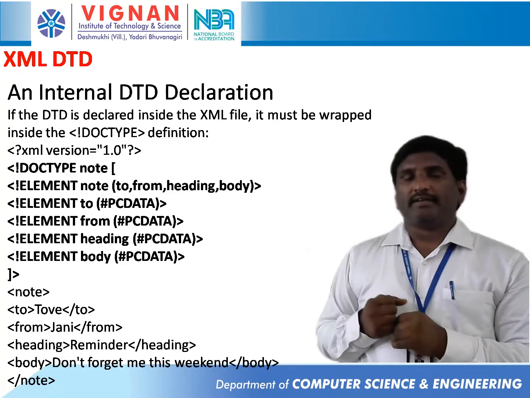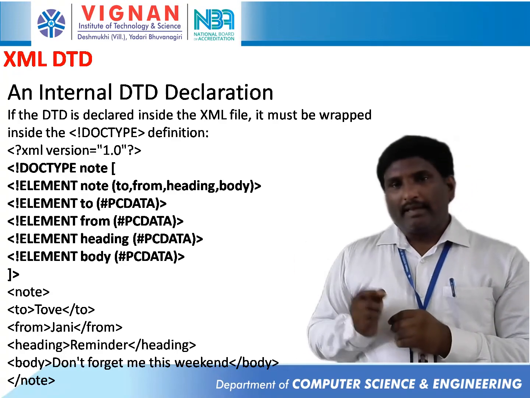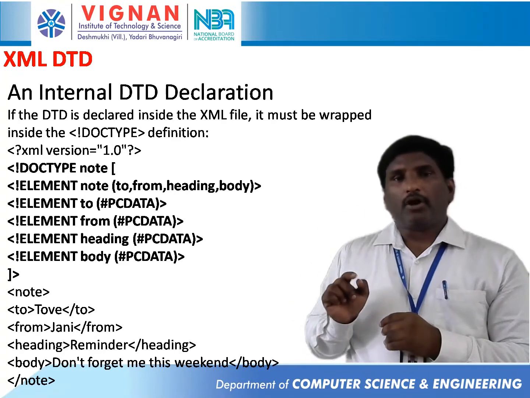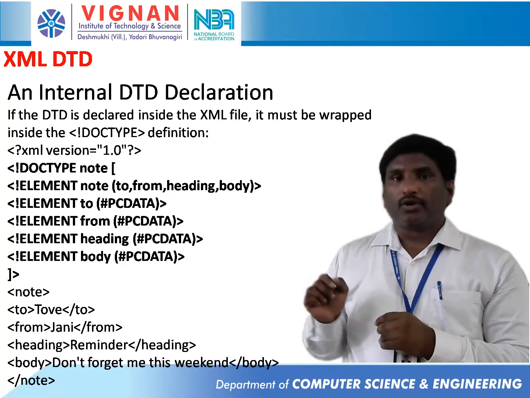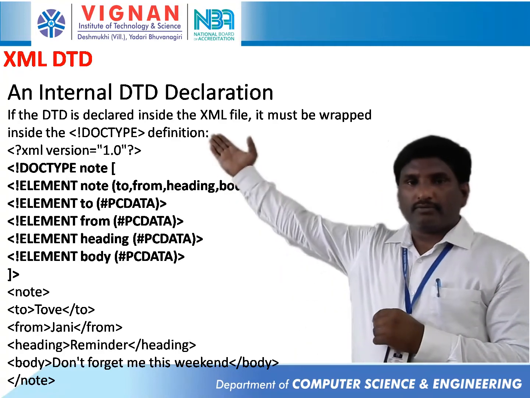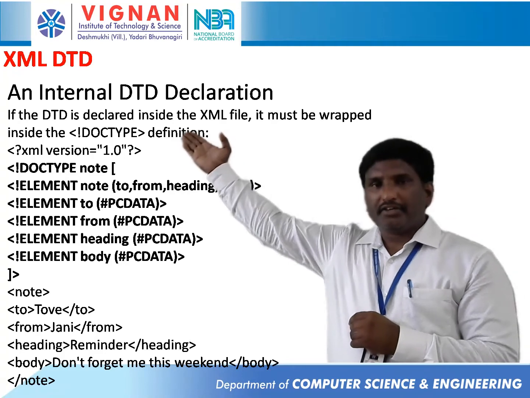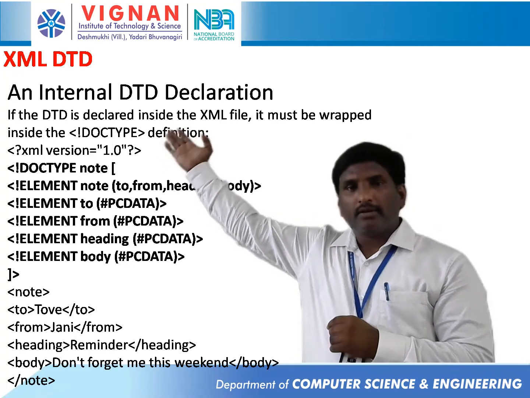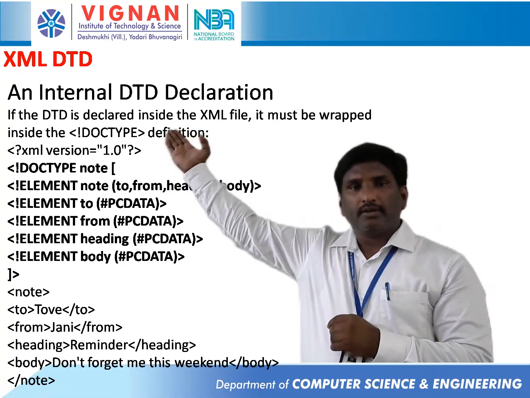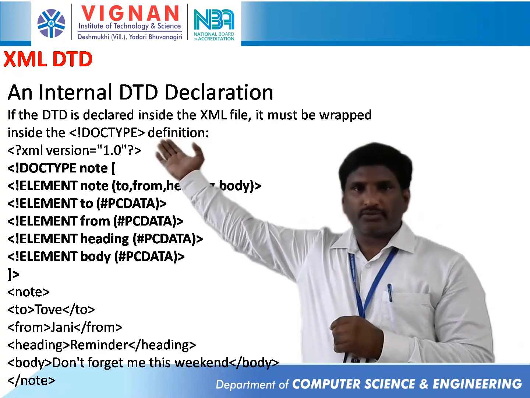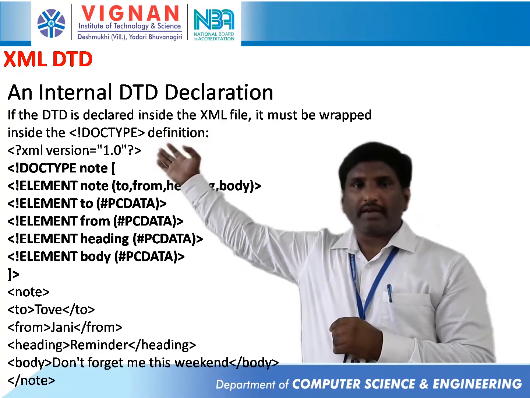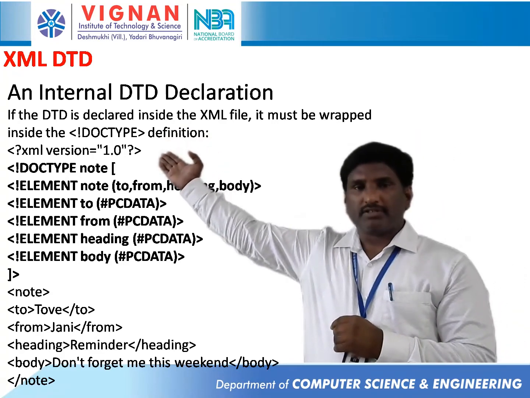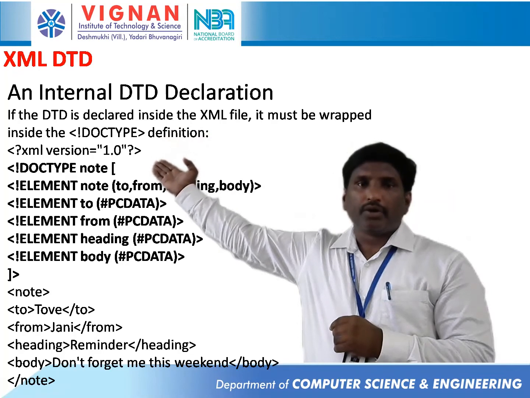It must be wrapped inside DOCTYPE: less than sign, exclamation mark, DOCTYPE in capital letters. Okay, you should write that. Within this we should write the DTD. So what is the syntax to write? Left angular bracket, exclamation mark, DOCTYPE, D-O-C-T-Y-P-E in capital letters. And then closing. After that, we should write the prologue, XML version 1.0.